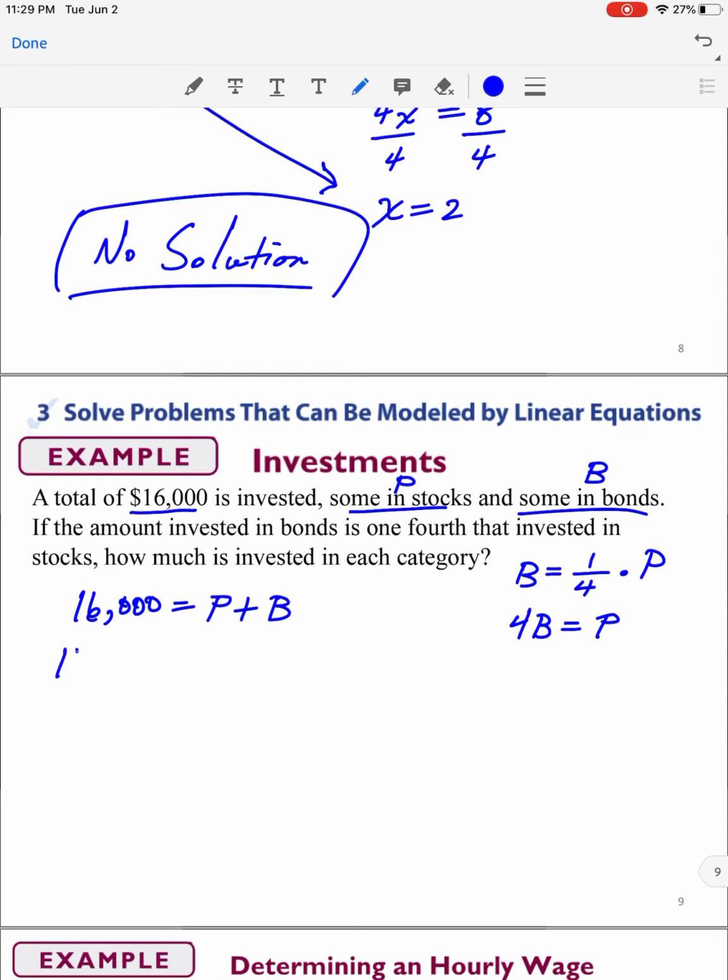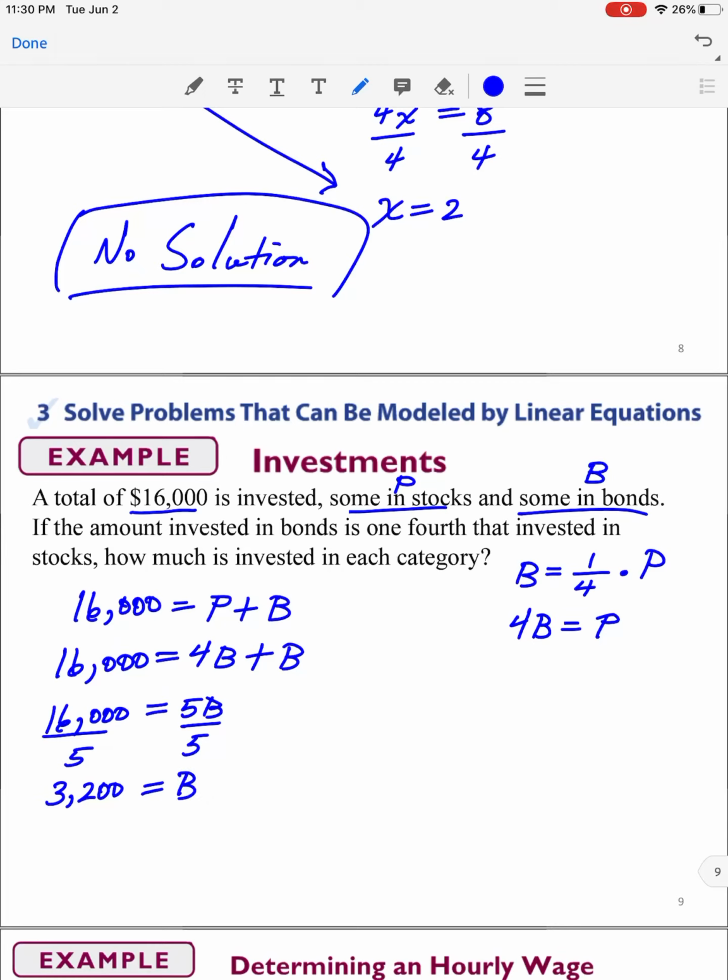And I'm going to substitute. So we have 16,000 is equal to 4b plus b, because p represents 4b. And 16,000 is equal to 5b when you add those together. And when you solve for b, you have $3,200 that goes into bonds.